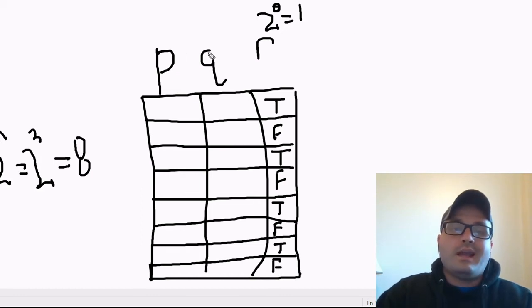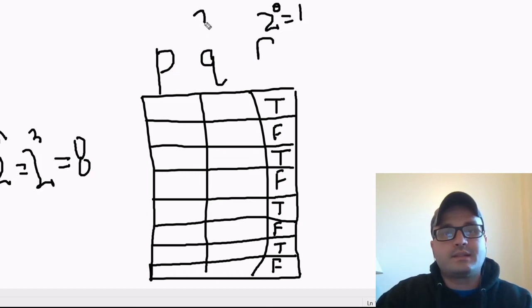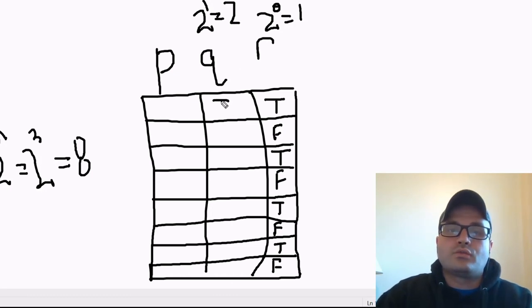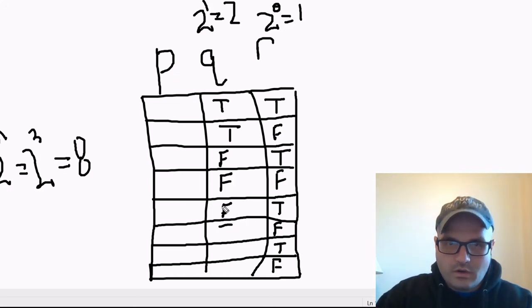Okay, now we're on the second from the right. So in this case, I'm going to put 2 to the power of 1, which we know is 2. So here I'm going to put 2 true and 2 false. Oh, I put 1 too many falses.